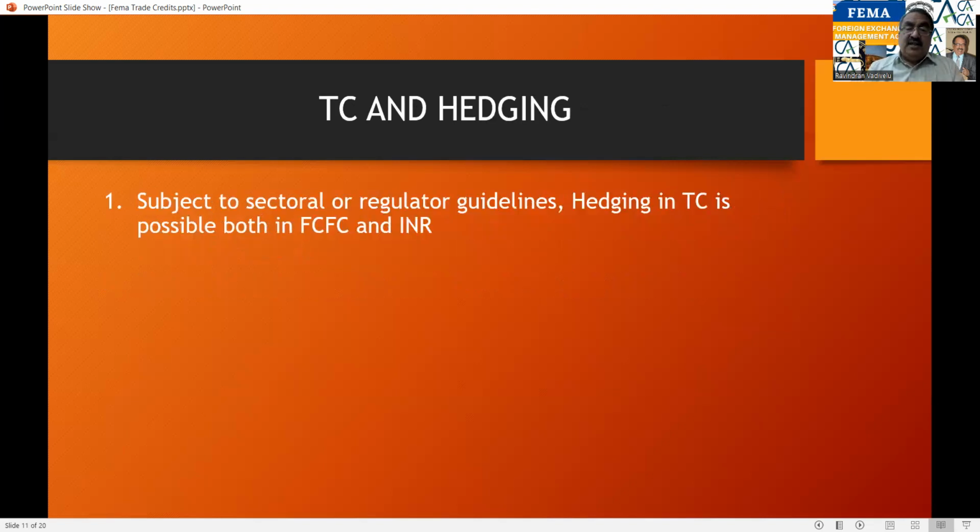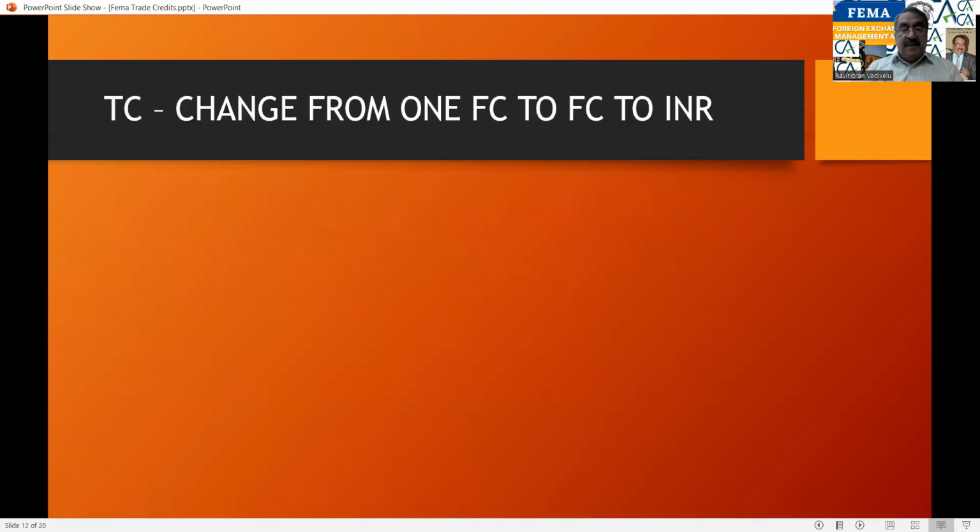But can we do hedging? Yes, it is possible. Hedging is also possible in trade credit. In hedging, they want to play the game very safely. This is possible both for freely convertible foreign currency and INR. But everything is subject to sectoral or regulator guidelines of RBI.